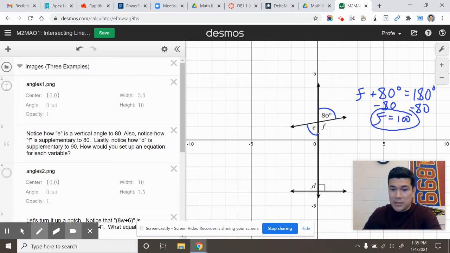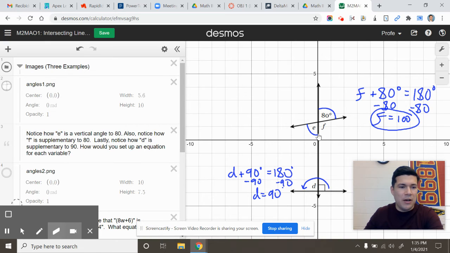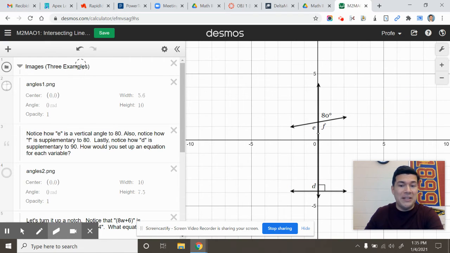Last but not least, we have angle D, and you'll notice angle D is supplementary. Supplementary means it makes a 180 degree angle because they're on the same line. Angle D is supplementary to a 90. You might know off the top of your head 90 plus 90 equals 180. If you don't, you could say D plus 90, that's what that right angle mark means, should be equal to 180. Once again, subtract 90 from both sides, and you'll be left with D equals 90. So that's how it works in the most basic of cases.